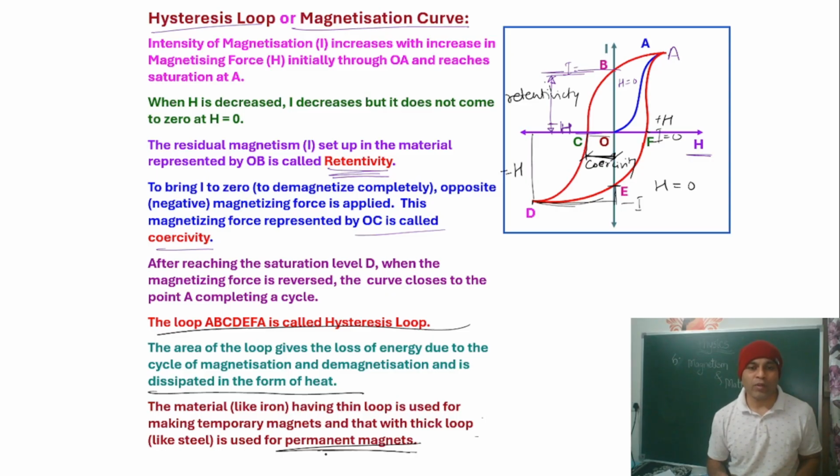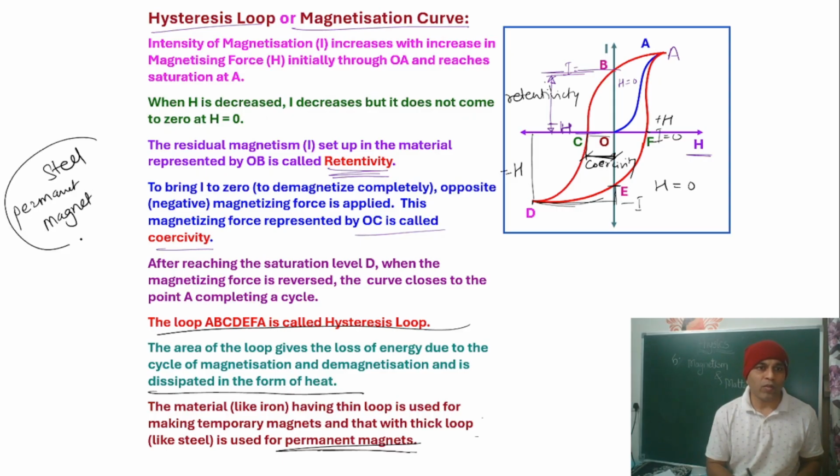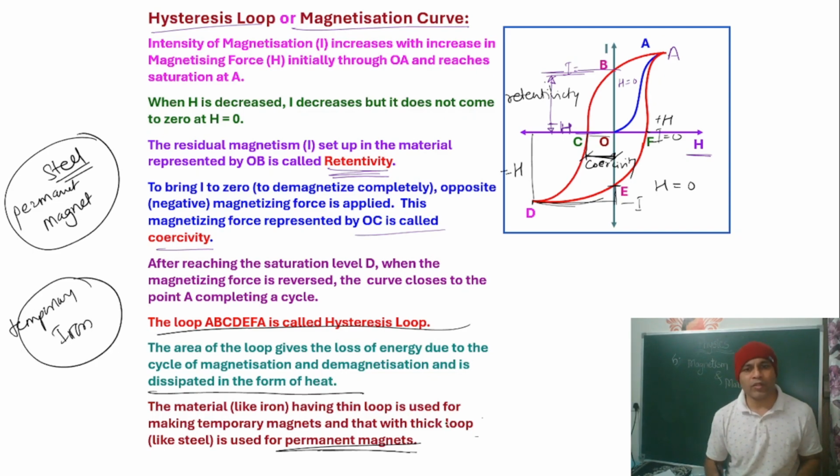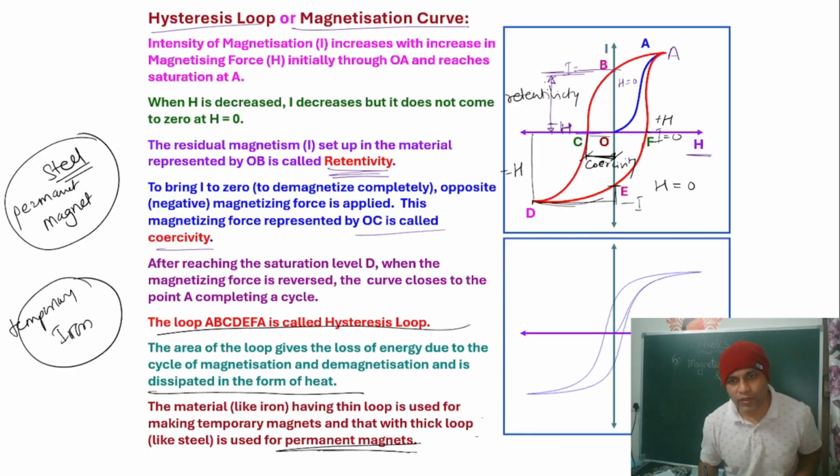For permanent magnets, steel is used, and for temporary magnets, iron is used. You can see the thinner loop is iron, and the thicker loop is steel.